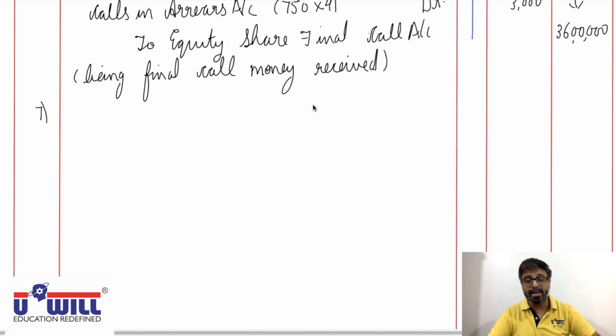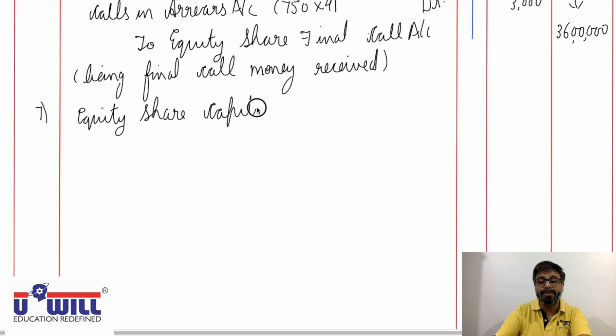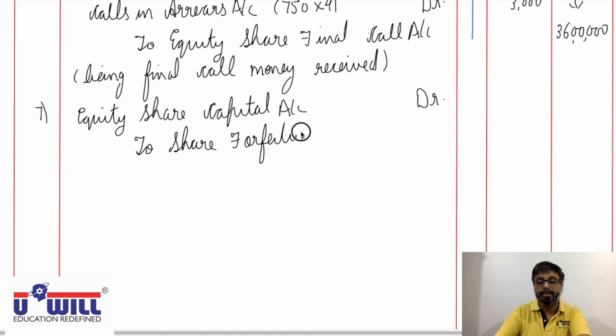And 2 accounts credit. Which accounts credit? Share forfeiture and calls in arrears. So write down equity share capital account debit. Security premium will not come, it will be recorded only if the premium is not paid. Here premium is paid. To share forfeiture account and to calls in arrears account.